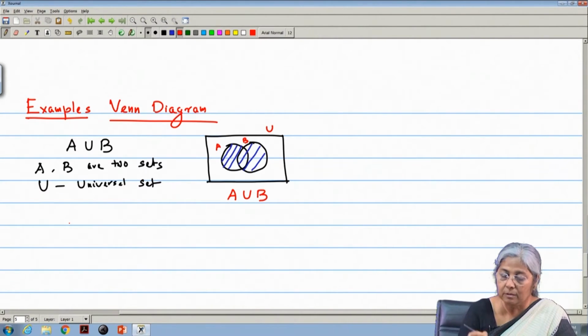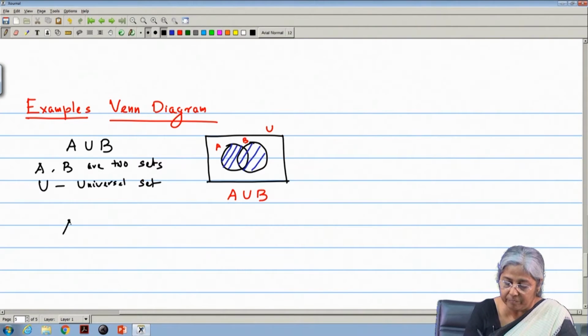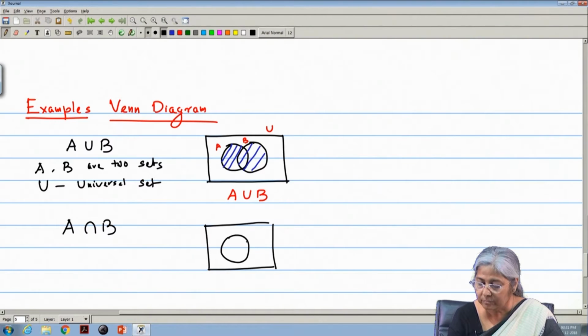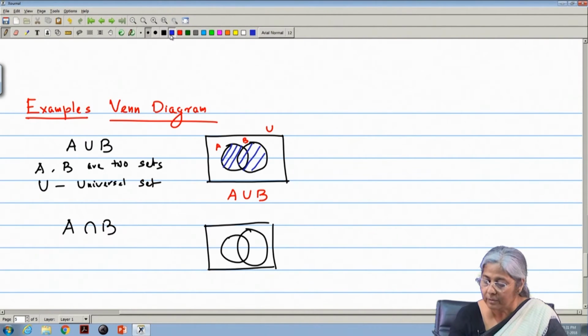Similarly, A intersection B is the region that is in both A and B. So, this is my A intersection B.